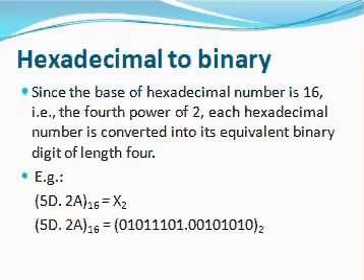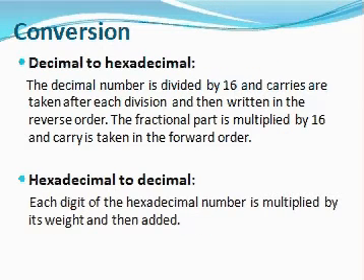Next, hexadecimal to binary. As we have seen in the octal system, each hexadecimal digit is converted into its binary equivalent using 4 bits. So this is an example. And to convert decimal to hexadecimal and hexadecimal to decimal, the procedure is the same as what we have seen in the octal number system.